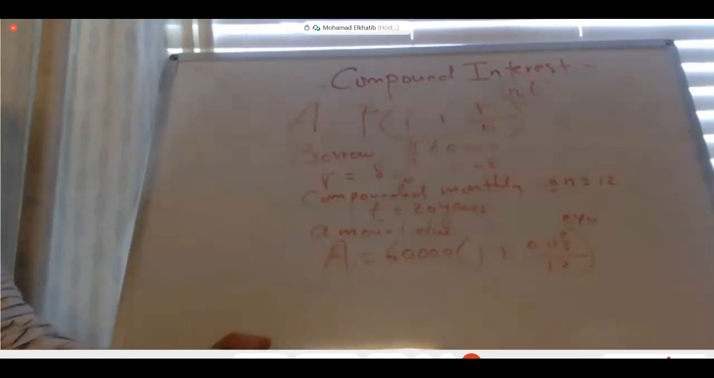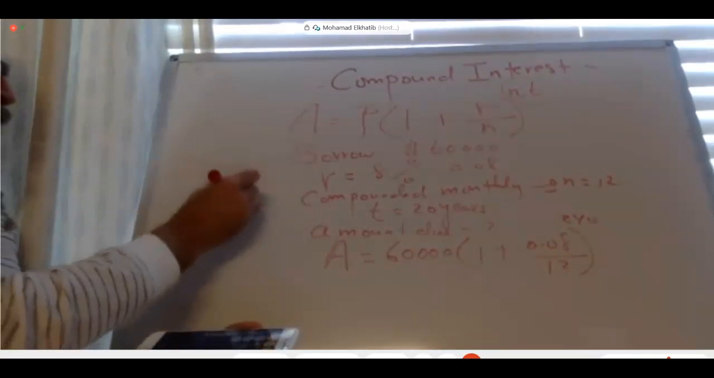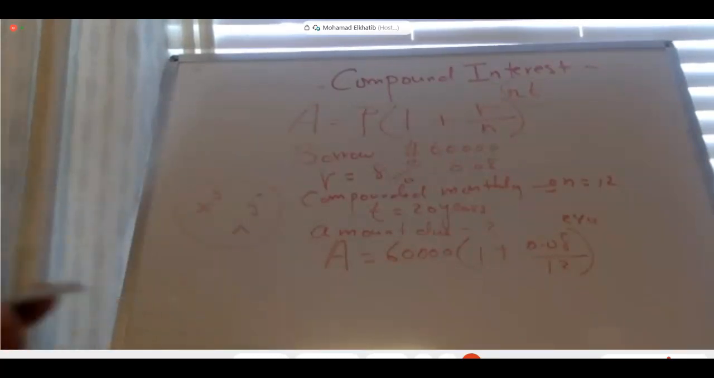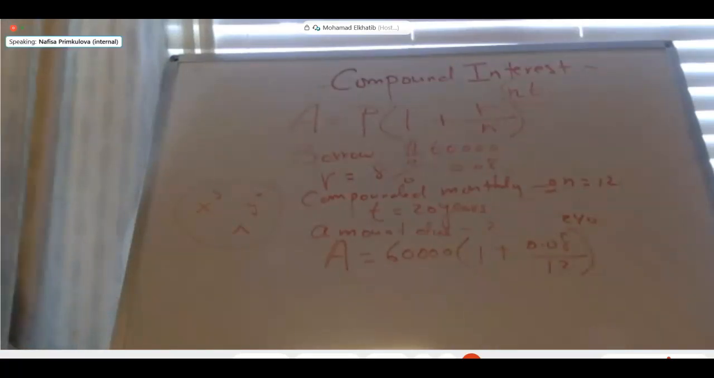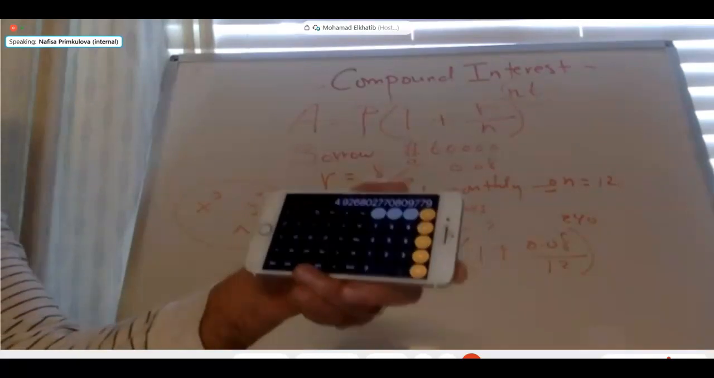What did you do last time? You raise it to the power 240. To raise to the power, depending on your calculators, some calculators have x to the power y, some have y to the power x, and some have a little arrow like this. One of these signs means raise to the power on your calculator. To the power, how much do you say? 240. Remember, the exponent is 240. Then equal. So it will be 4.92 and 6, right? Yeah.